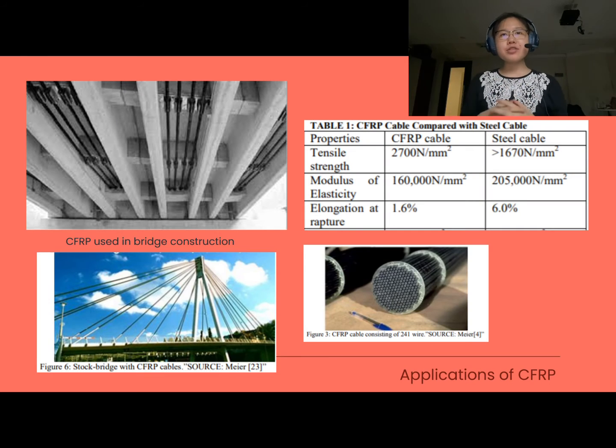Lastly, the applications of CFRP. It can be used in bridge construction for its high load carriage efficiency as compared to steel cables. In the table presented, it can be seen that CFRP has higher tensile strength and lower elongation at rupture as compared to using steel cables.